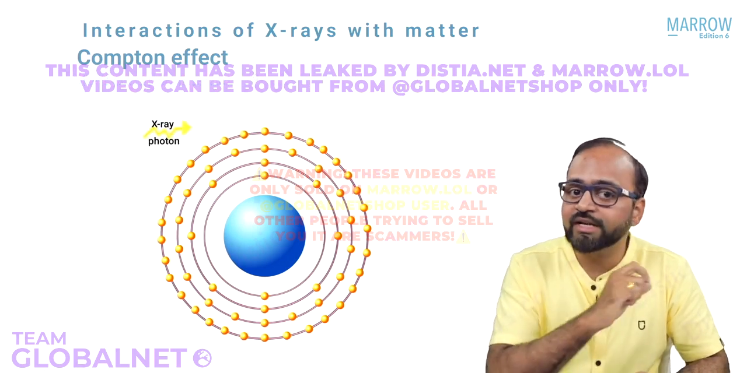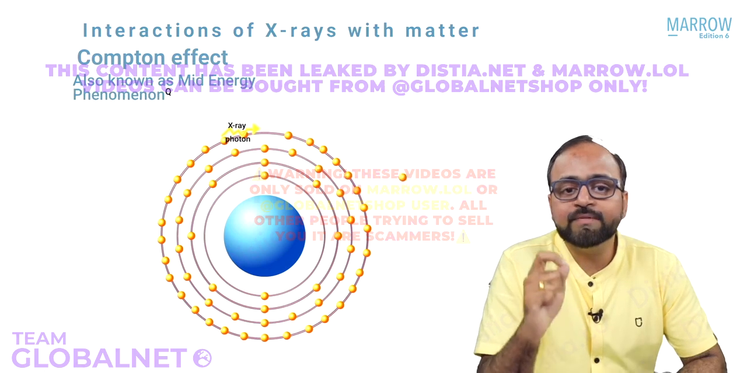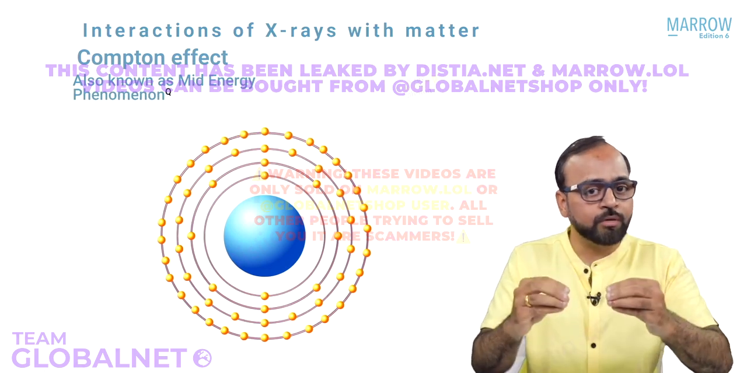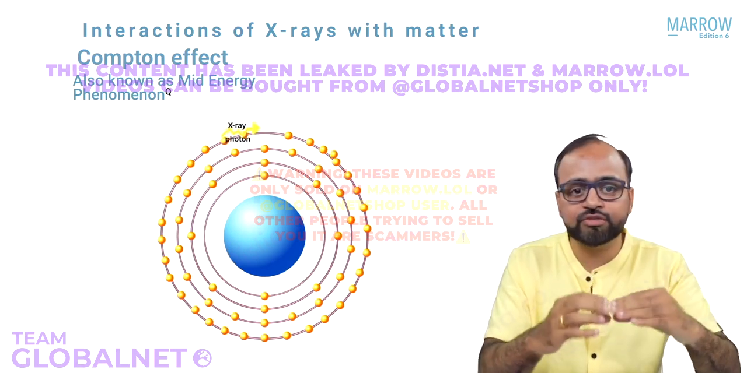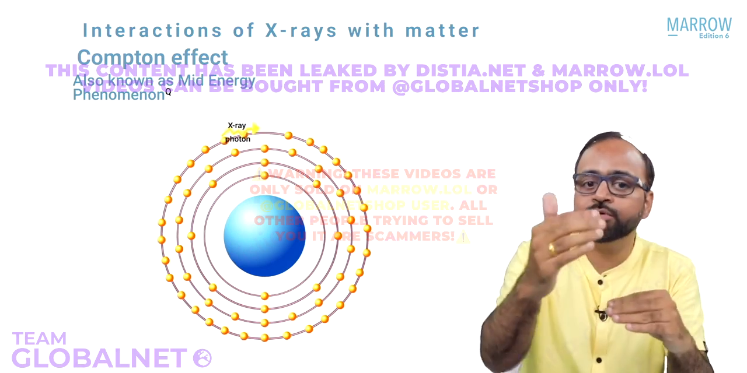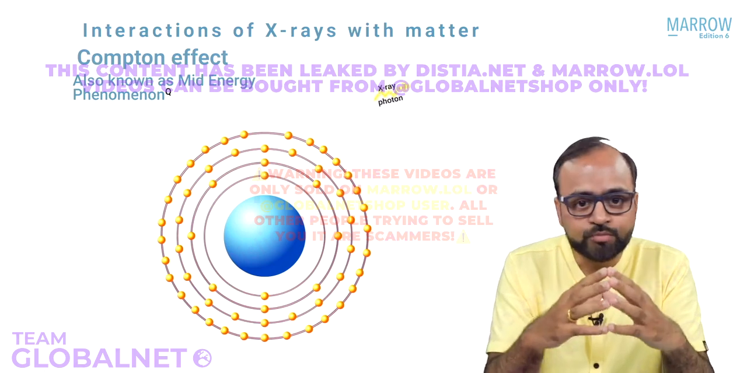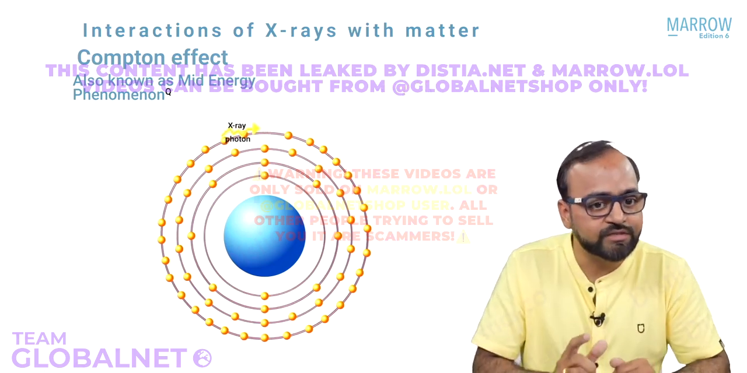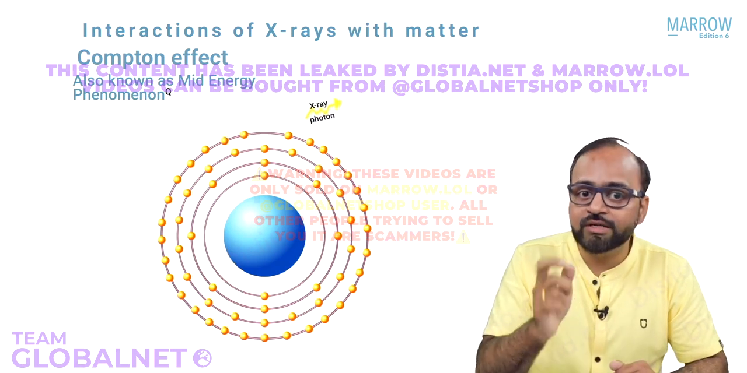Remember, this interaction is also known as the mid-energy phenomenon because it occurs more predominantly if the X-ray beam comprises of middle energy values, neither too high, neither too low, right? This is beyond the scope of our discussion at this point. I just want you to remember it is mid-energy phenomenon. Now, what is the result of Compton effect?